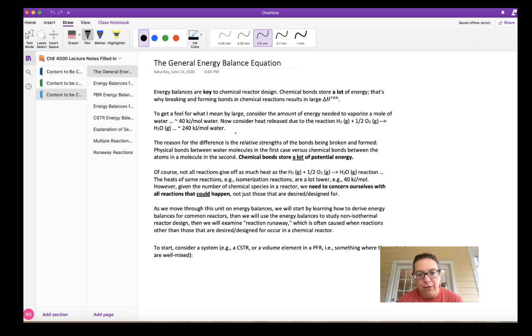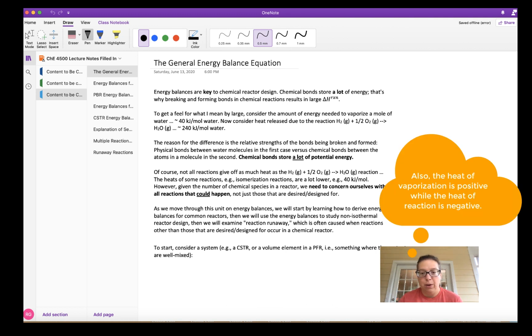To get a feel for this, think about the amount of energy needed to vaporize a mole of water. The heat of vaporization is about 40 kilojoules per mole of water. Now, if we were to react hydrogen and oxygen to form water, that gives off about 240 kilojoules per mole of water. So significantly more heat is associated with breaking the bonds in the hydrogen and oxygen molecules and forming the bonds in the water molecule than is associated with vaporizing liquid water into gaseous water.